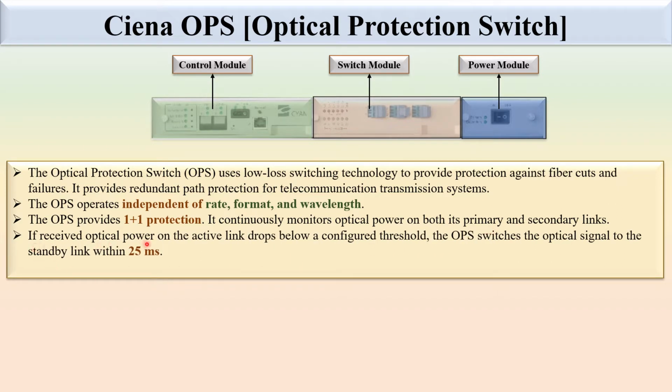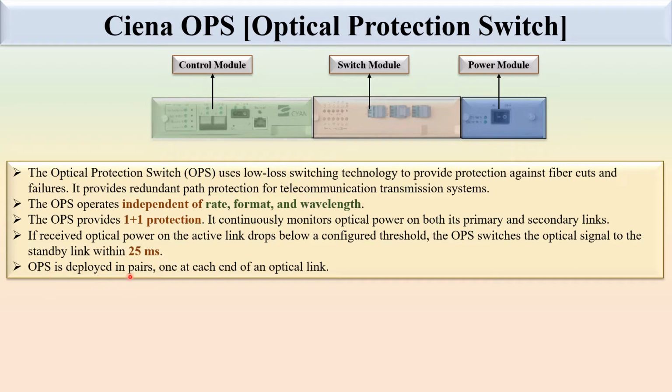If receive optical power on the active link drops below the configured threshold, the OPS switches the optical signal to the standby link within 25 milliseconds. Suppose you have applied an OPS in the transponder system, and there is a cut in the primary path, then it continuously monitors both links. So when it gets the loss of signal on the primary path, it switches to the secondary path within 25 milliseconds.